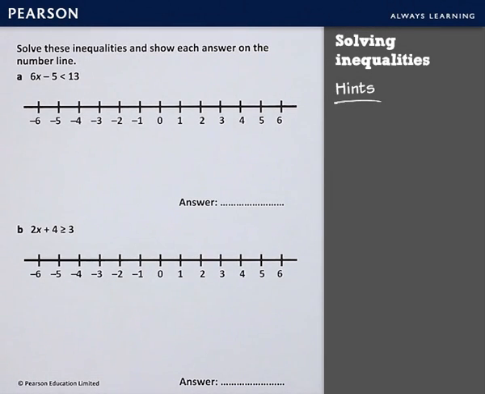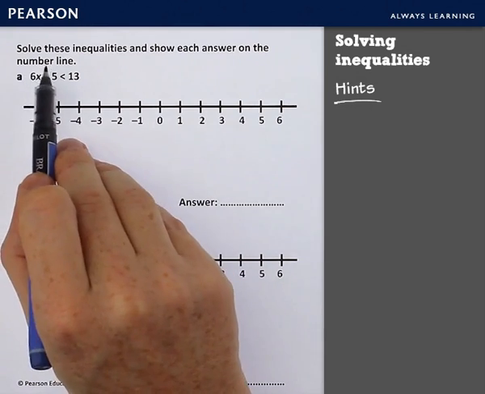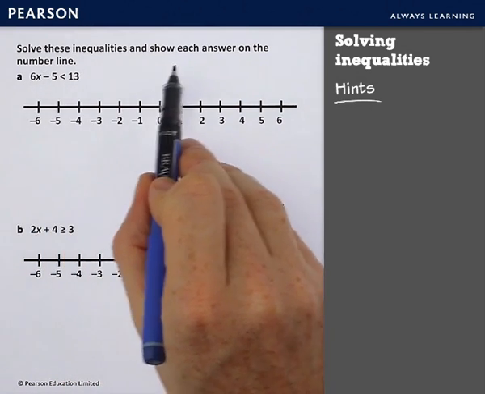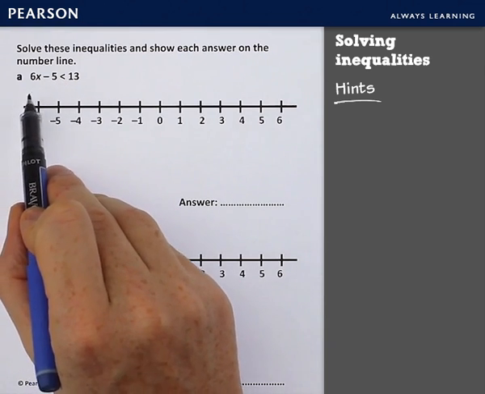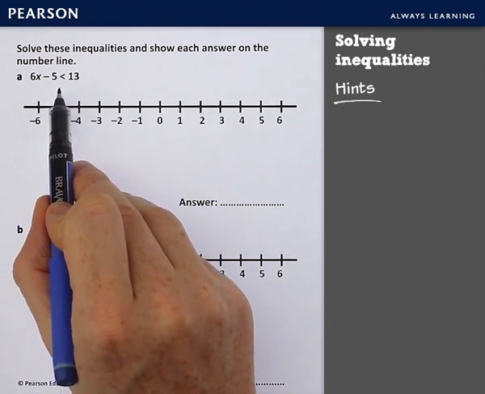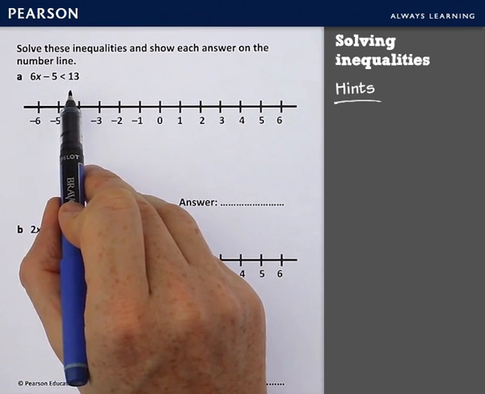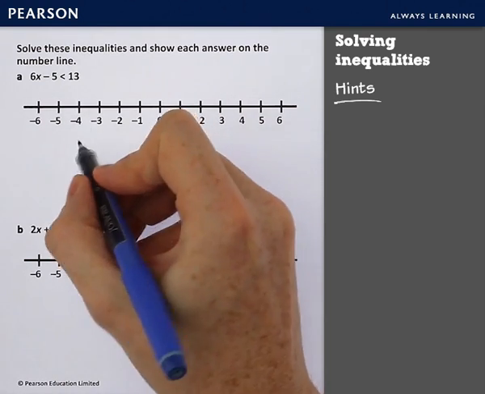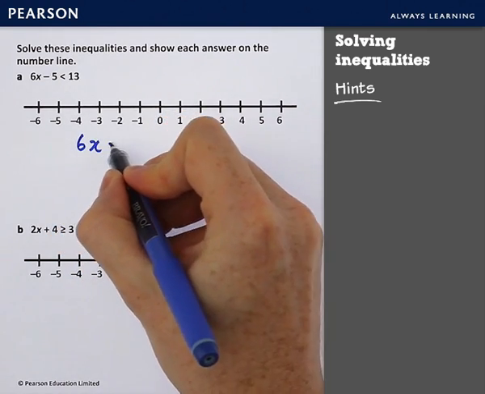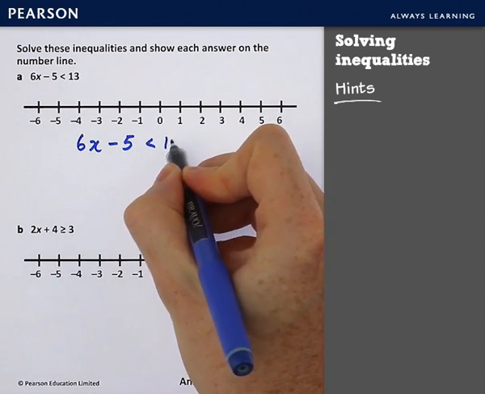Solving inequalities. Solve these inequalities and show each answer on the number line. Part A, 6x minus 5 is less than 13. To solve an inequality, you need to rearrange it so that the variable is on its own on one side.